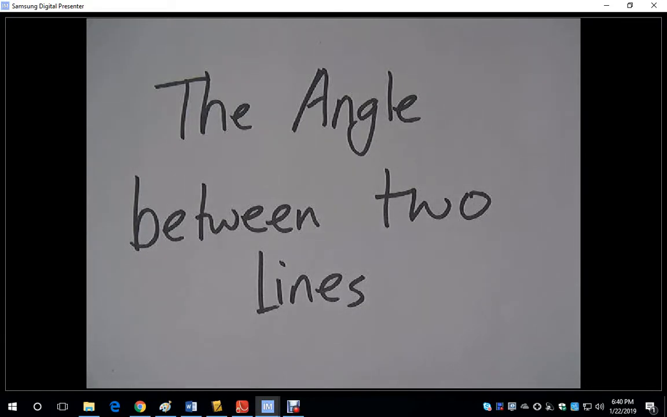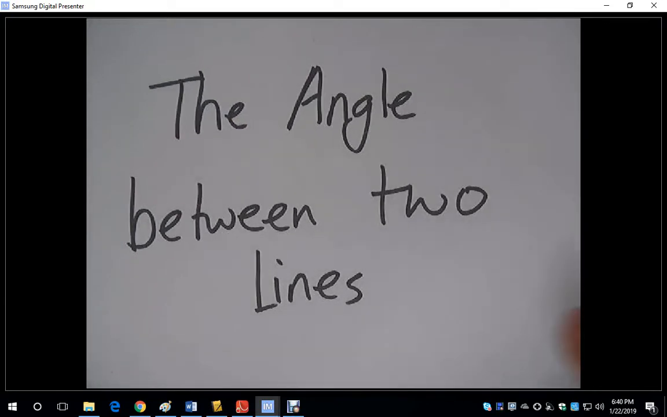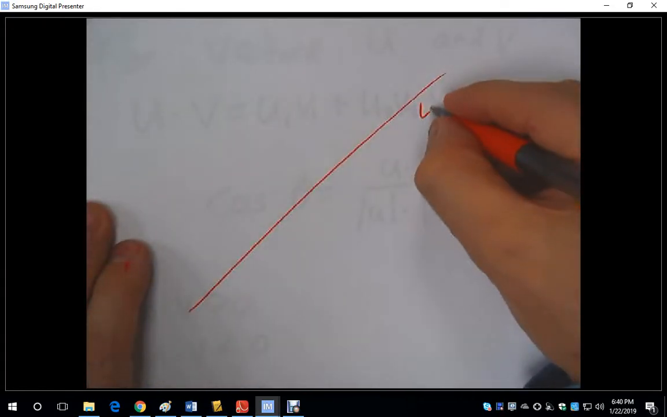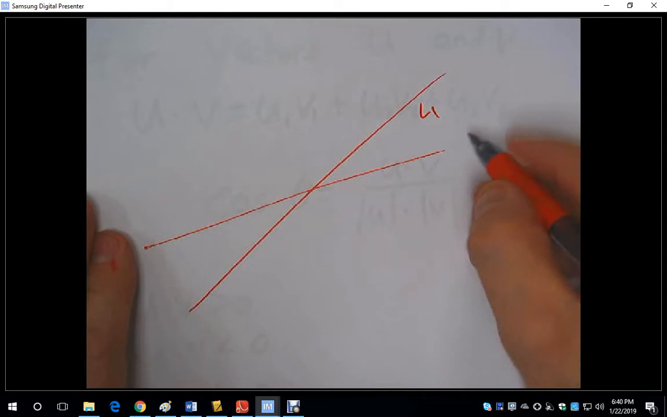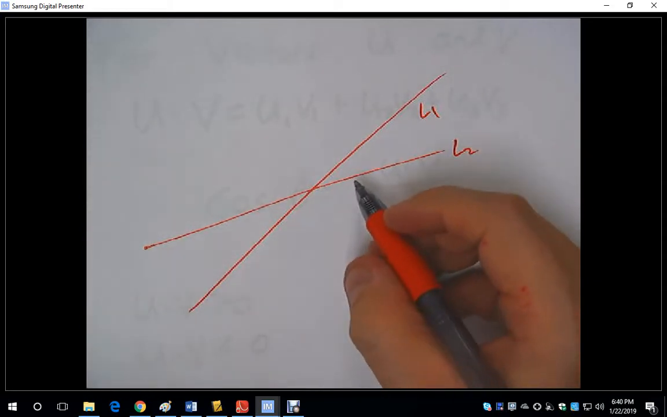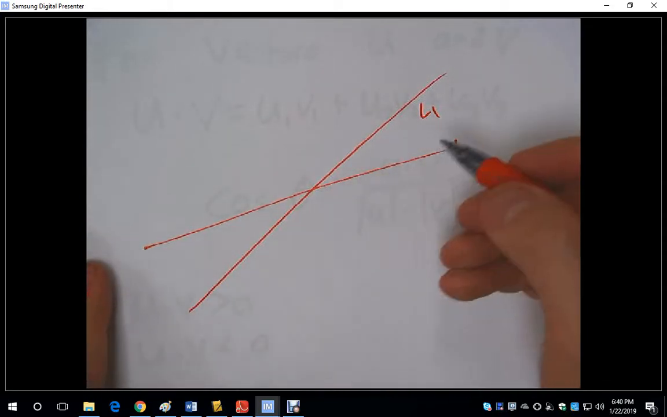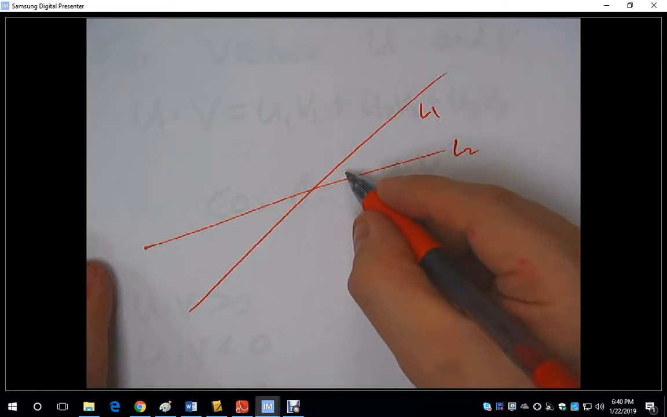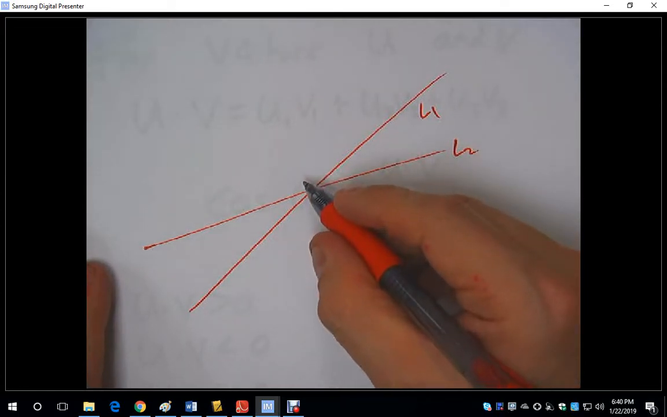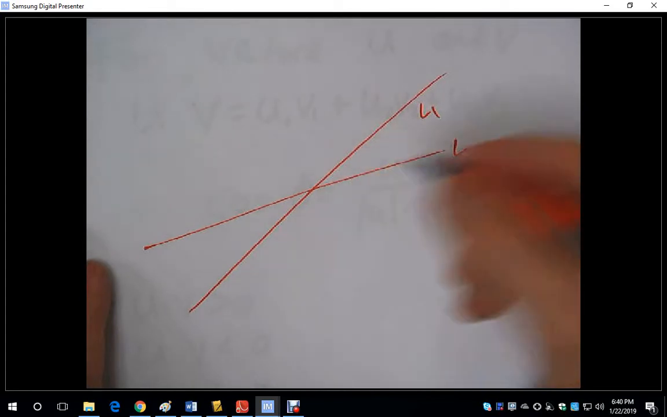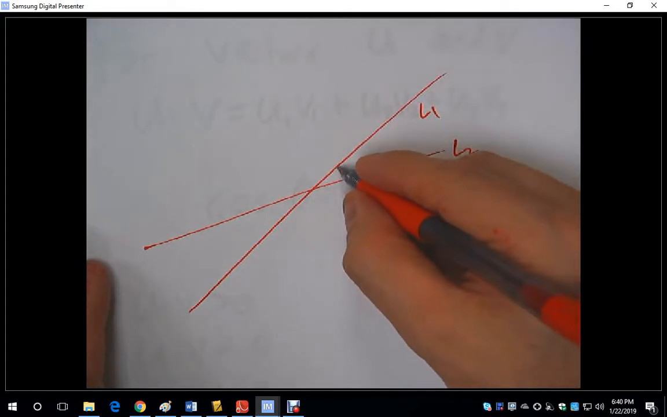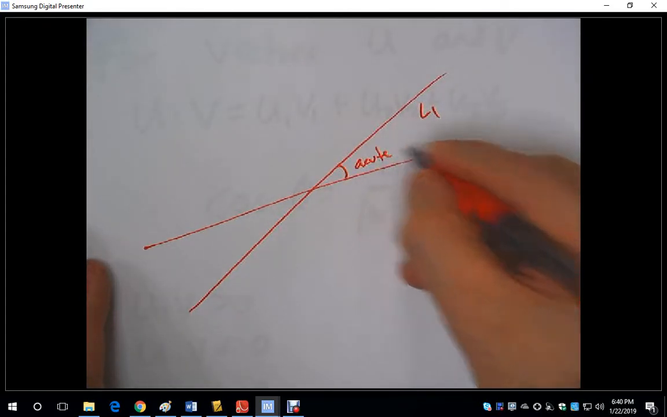The following video is on finding an angle between two lines. So the idea is that if I have a line here, L1, and then I have another line, L2, I want to find the angle between these two lines. Which angle am I talking about? The acute angle or the obtuse angle? Well, the mathematical community decided that the angle that we are talking about is the acute angle.